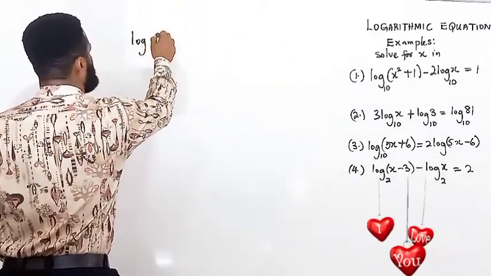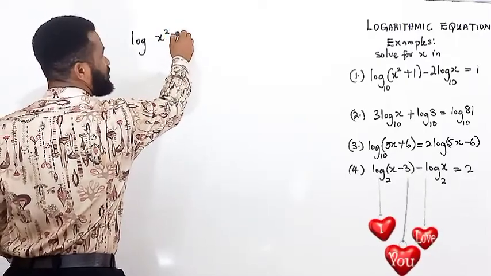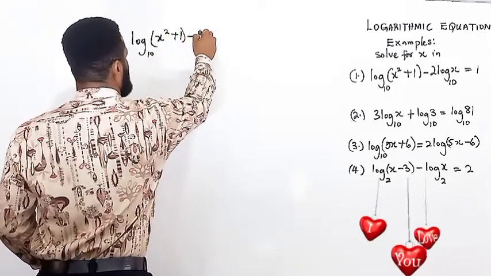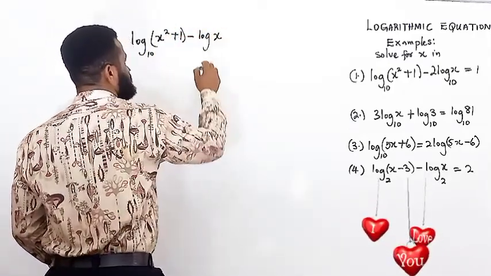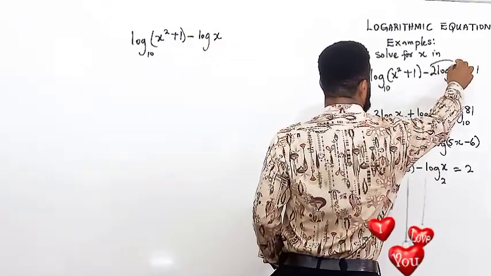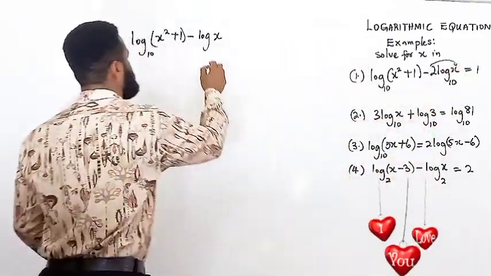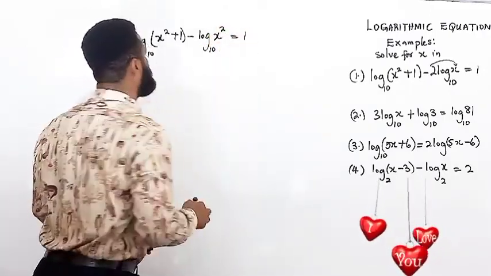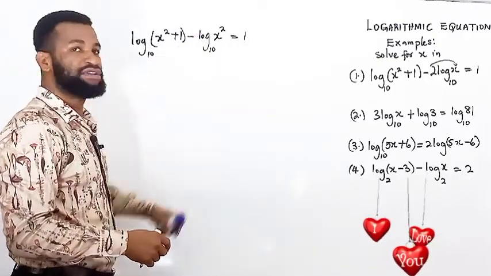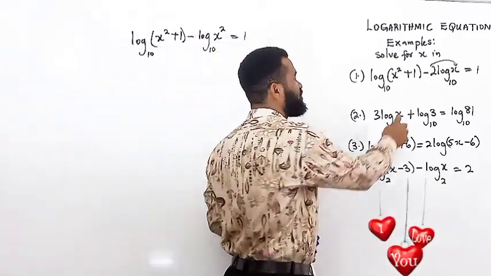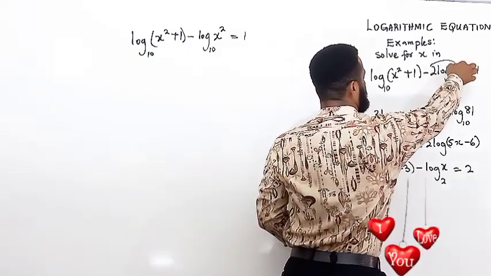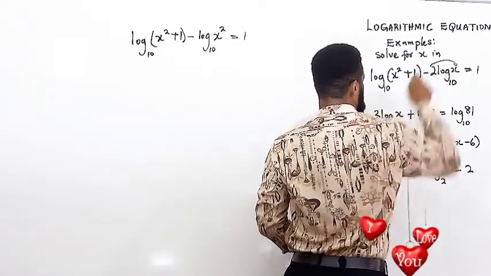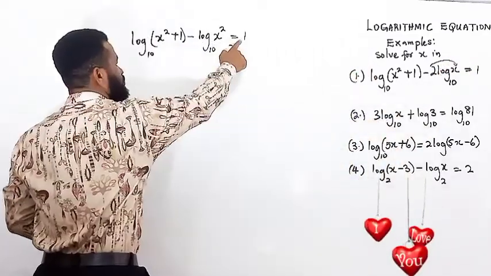Log x raised to power 2 plus 1 base 10 minus log x raised to power 2. These two will go on top of x. So these two will come here. And this is base 10 is equal to 1. We'll call this approach power law. That is called power law approach, such that this one here will go on top of the value in front of the log, that is the log itself, the number for the log. And this is equal to 1.